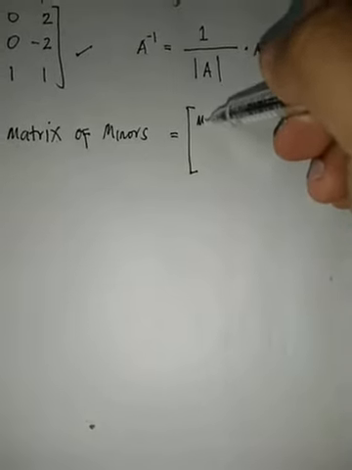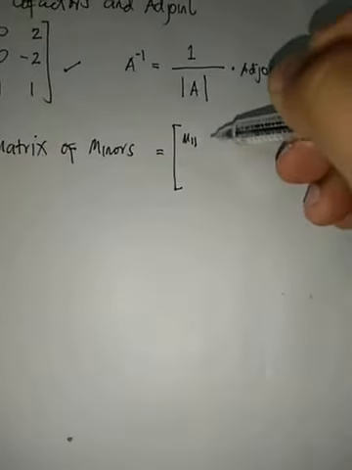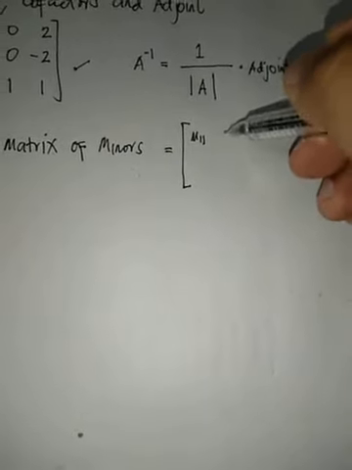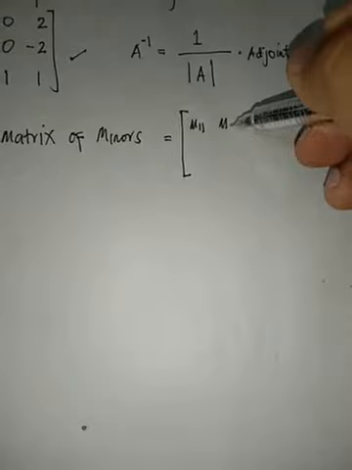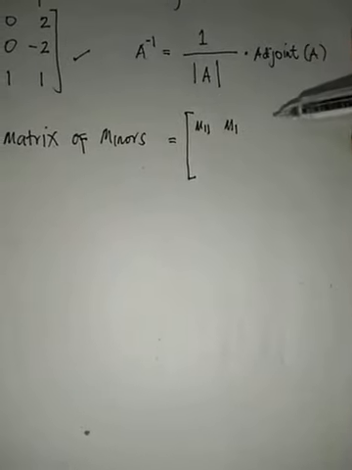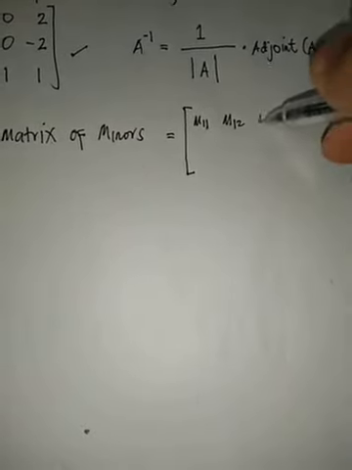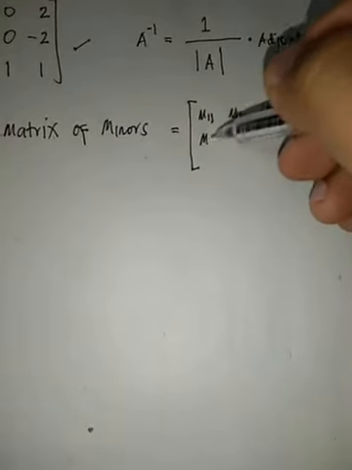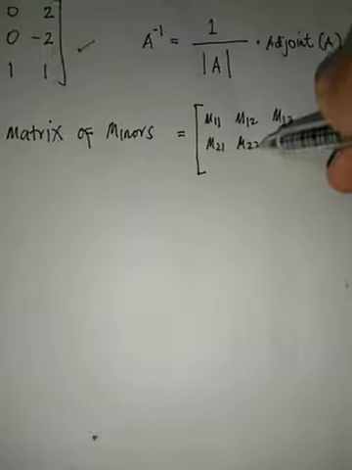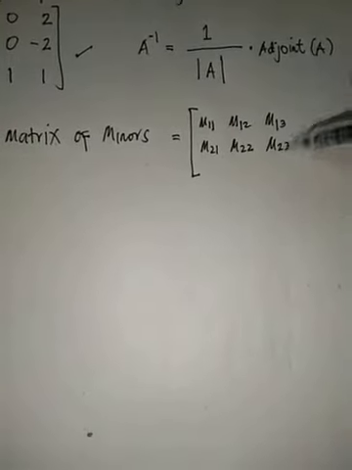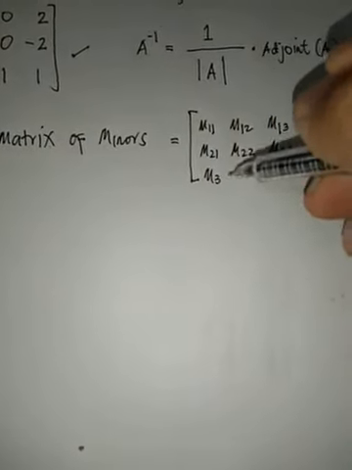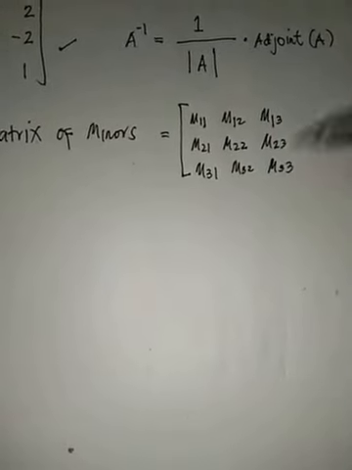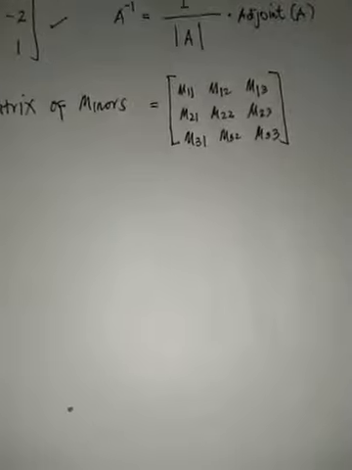We have M11, meaning minor, first row, first column. Ito, minor of first row, second column, minor first row, third column, ganyan. Then M21, M22, M23, then M31, M32, M33. Okay.